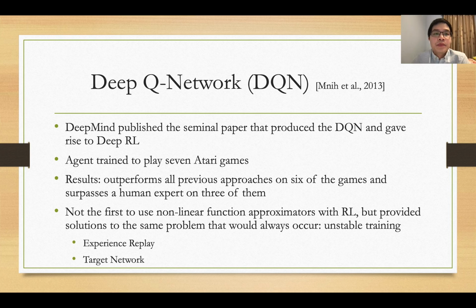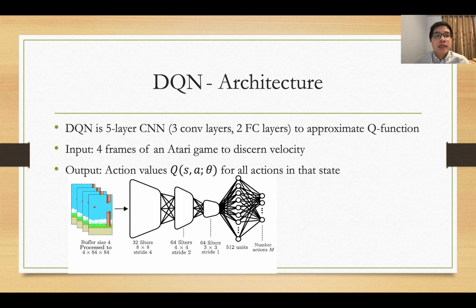However, I should note that this was not the first time nonlinear function approximation has been combined with RL. People have tried in the past, but it has often led to instability or divergence when training. So DeepMind introduced 2 techniques to deal with this issue. The first being experience replay and the second being a target network. So let's talk about the architecture behind DQN.